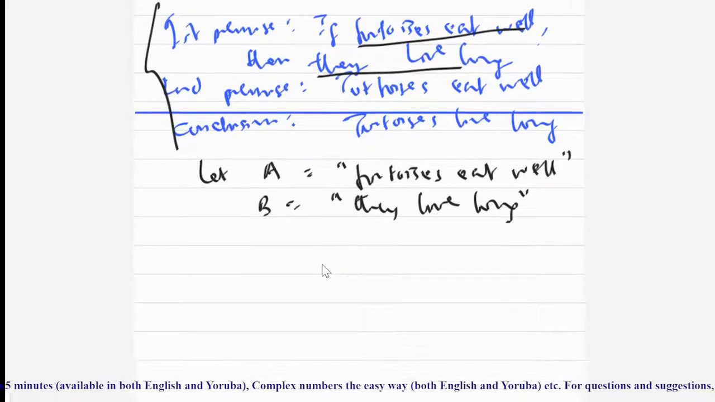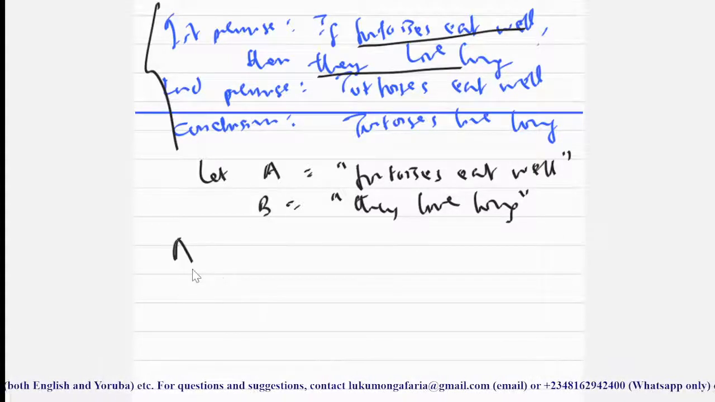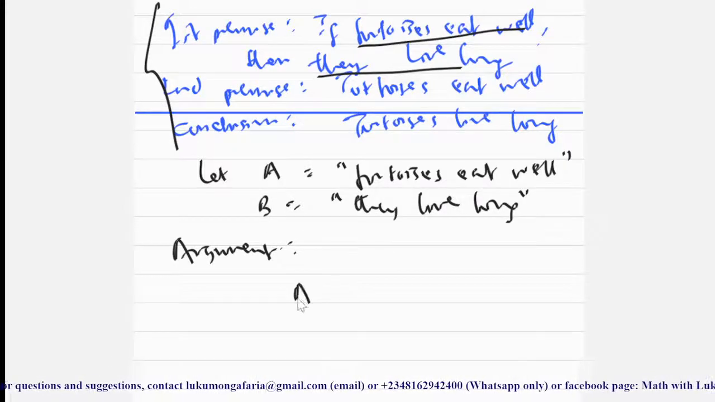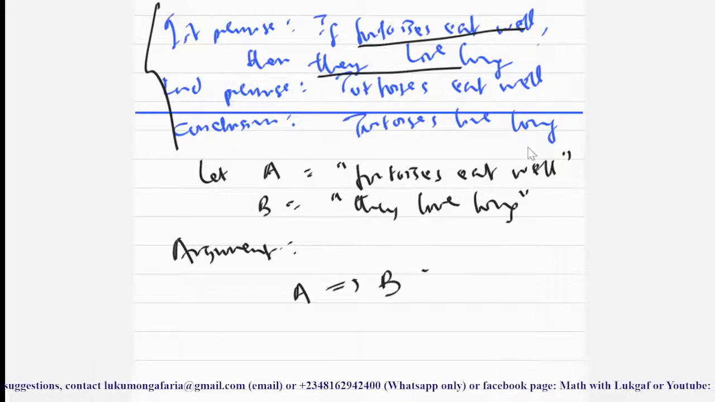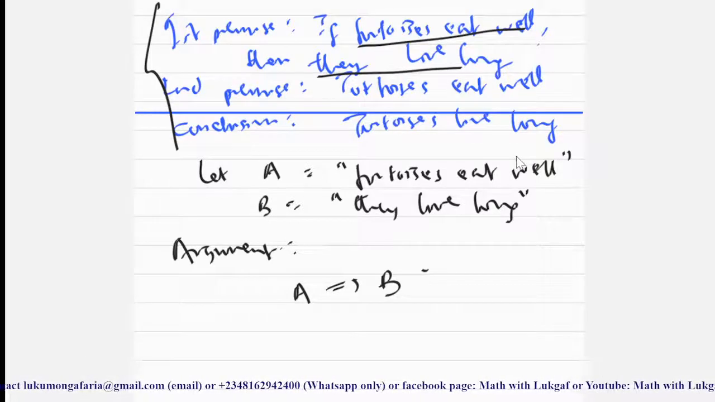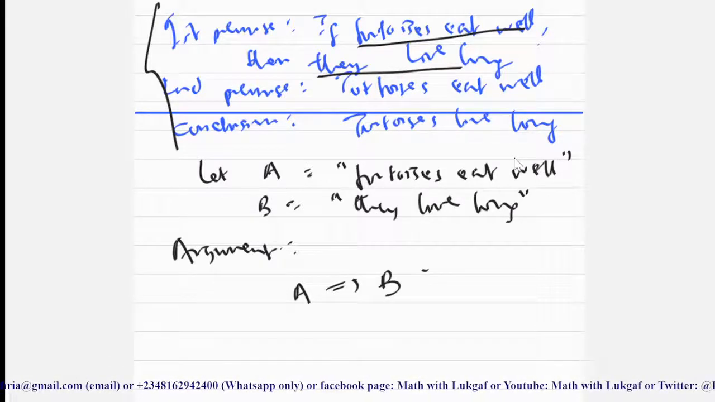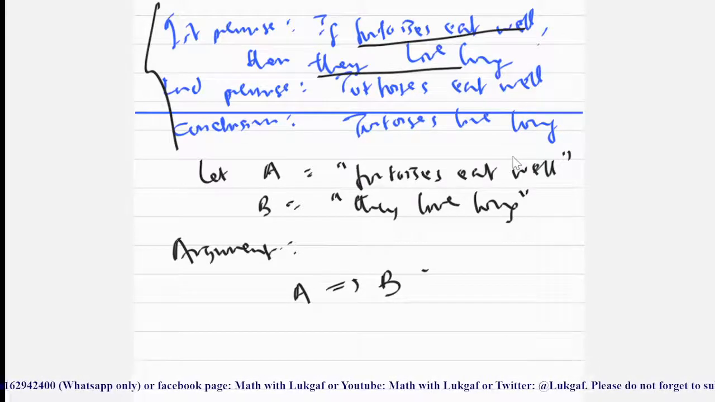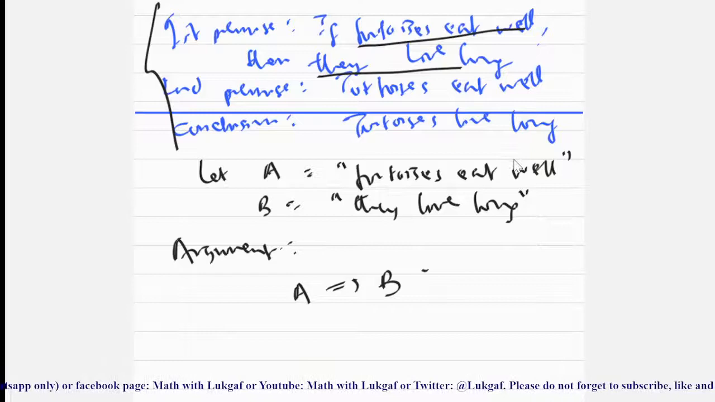Look at the first premise now. If tortoises eat well, then they live long. Okay, how do you write that symbolically? How do you write that symbolically? Okay, let's write the argument now. The first premise will be what? A implies B. Is that not so? A implies B. That is, if A happens, then B will also happen. If tortoises eat well, then they will live long. I hope you understand now.